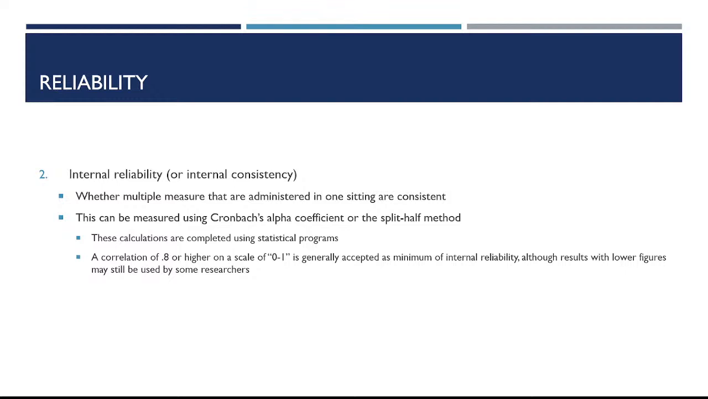Yeah, a correlation of 0.8 or higher on a scale is generally accepted as the minimum internal reliability, right? Any figures lower than that tend to be seen as less reliable, though people still use them, right? So using Cronbach's alpha, for any result lower than 0.8, people will say, well, these weren't the most reliable results. We still use them, right? It's like when you're using something like Pearson.